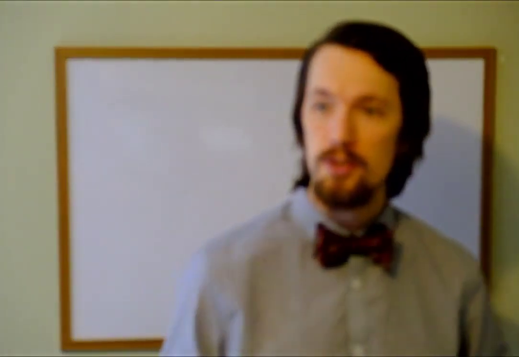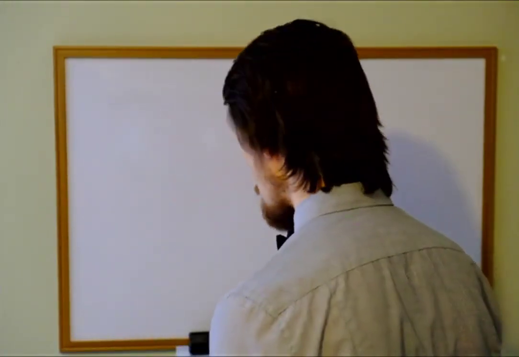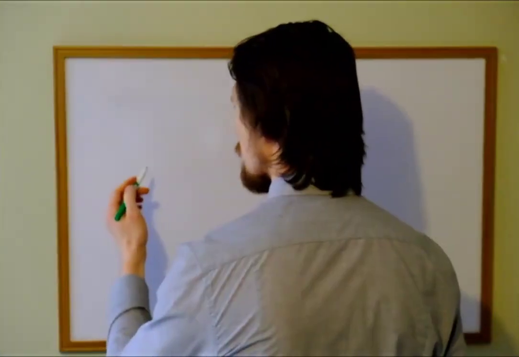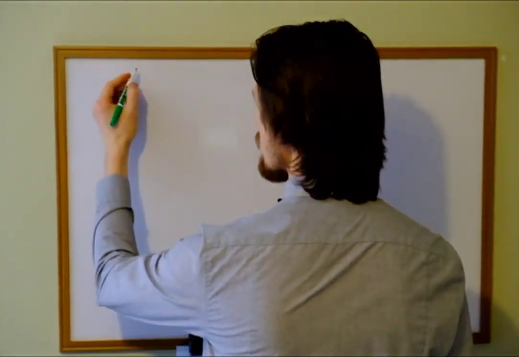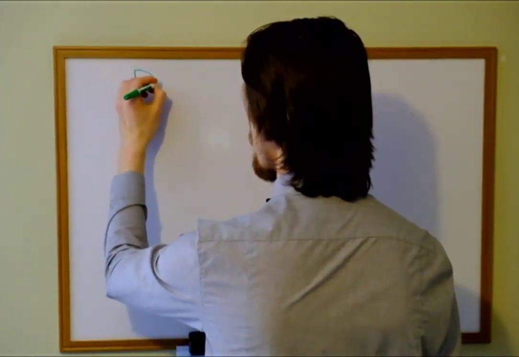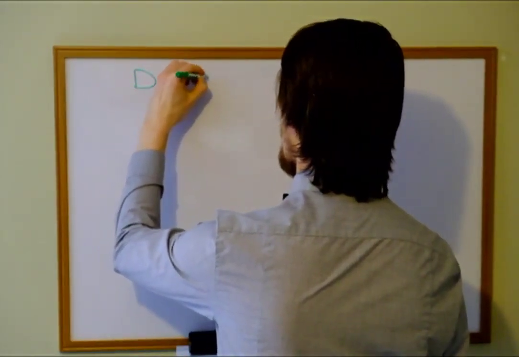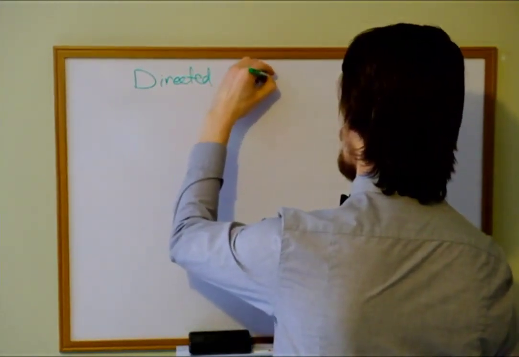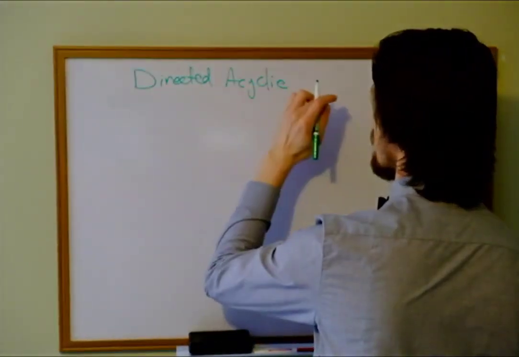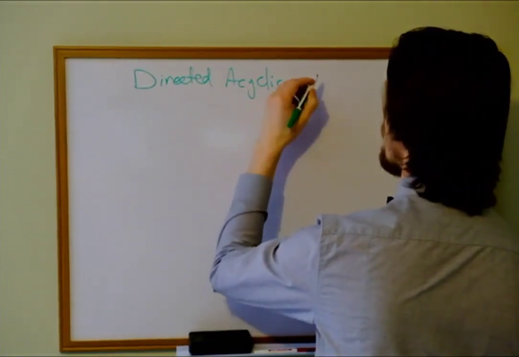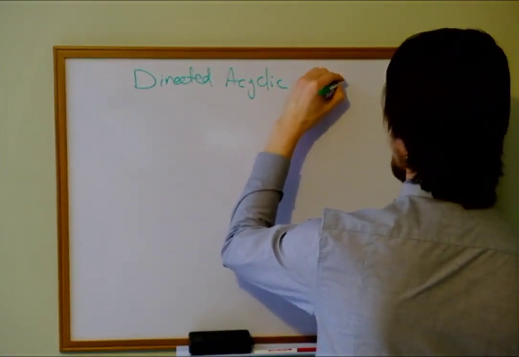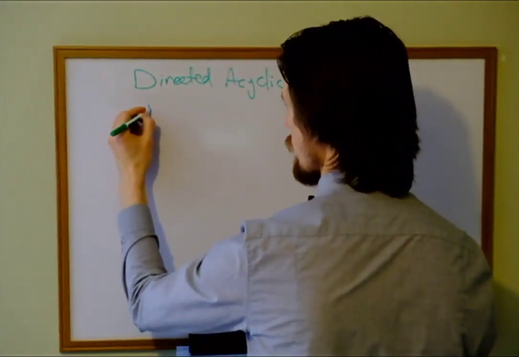Okay, let's draw out a cubic tangle. Let's describe what a cubic tangle is and what its purpose is, and get an idea of what these messages look like. So a cubic tangle is a directed acyclic graph, or DAG for short.